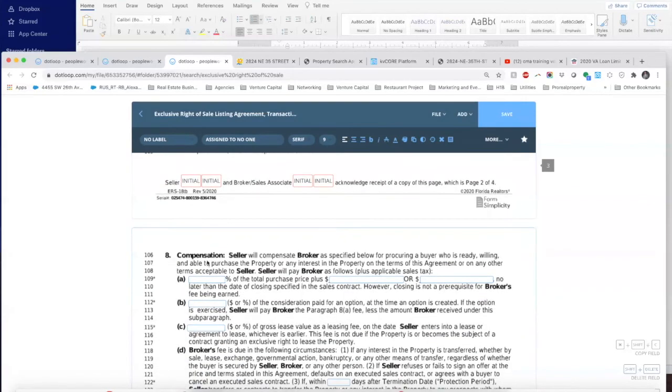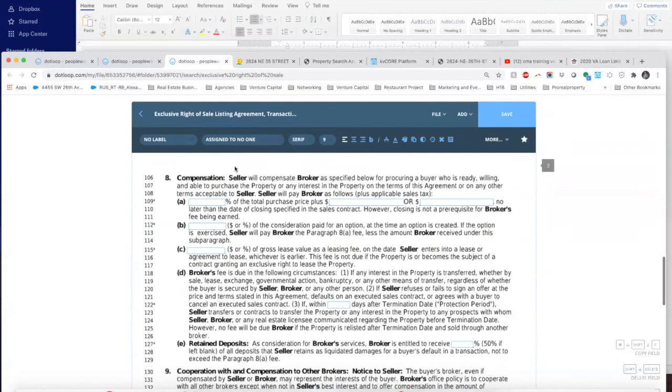Then number 8, compensation. Seller will compensate broker as specified below for, this is our favorite part, procuring a buyer who is ready, willing, and able to purchase the property or any interest in the property on the terms of this agreement or any other terms acceptable to seller. Seller will pay broker as follows. So basically here we talk about commission.